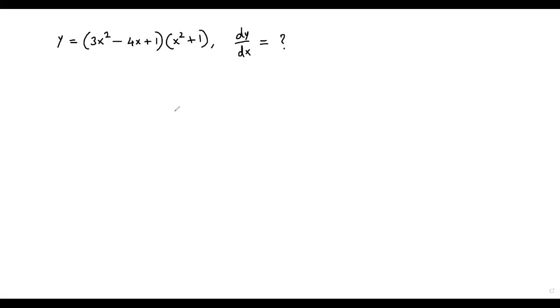Here we have a problem on derivative. There is a function given over here that is y equals 3x square negative 4x positive 1 times x square positive 1, and we have to find dy over dx. That is, we have to find the derivative of this function with respect to x.